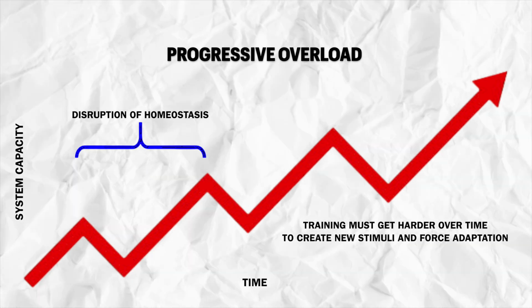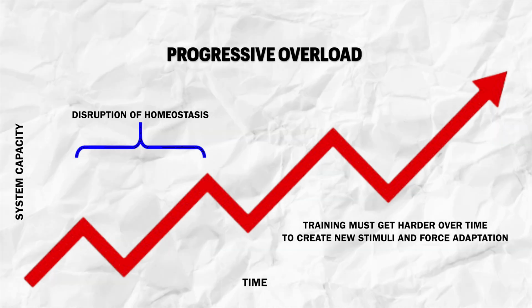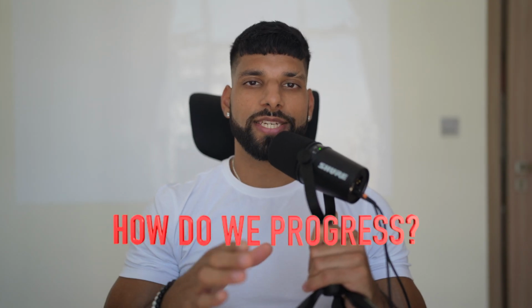If you just stick to the same stimulus, then your body has no reason to adapt, and therefore you'll just stay in the same place and not progress. So how do we actually progress in our own training? We have to manipulate some variables, and here's how we do that.